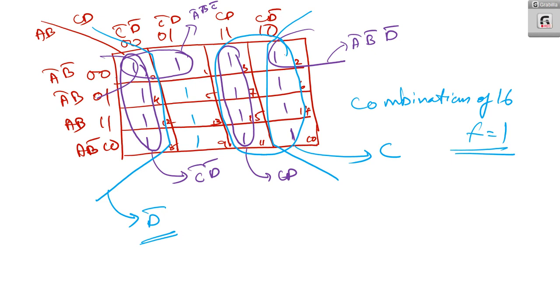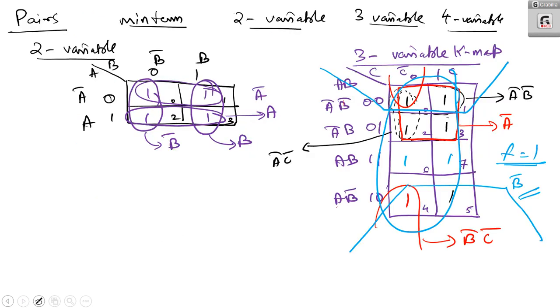Thank you. So in this lecture we have dealt only with pairs, how to take an example of pair, 2 variable, 3 variable as well as 4 variable K-map. Thank you.